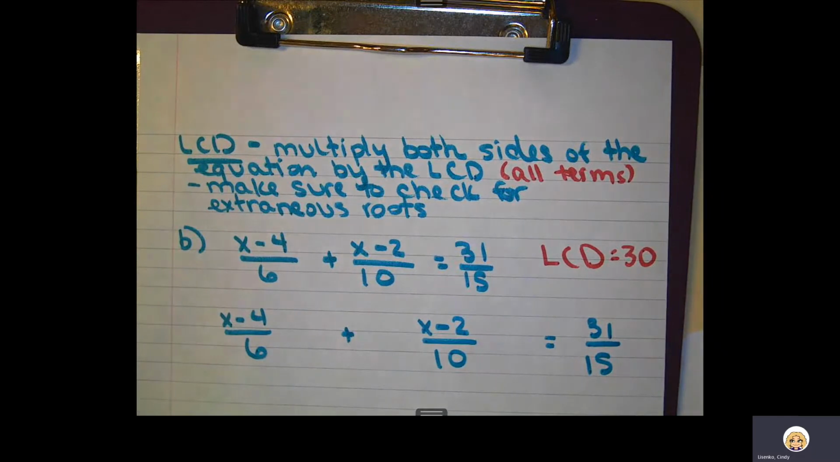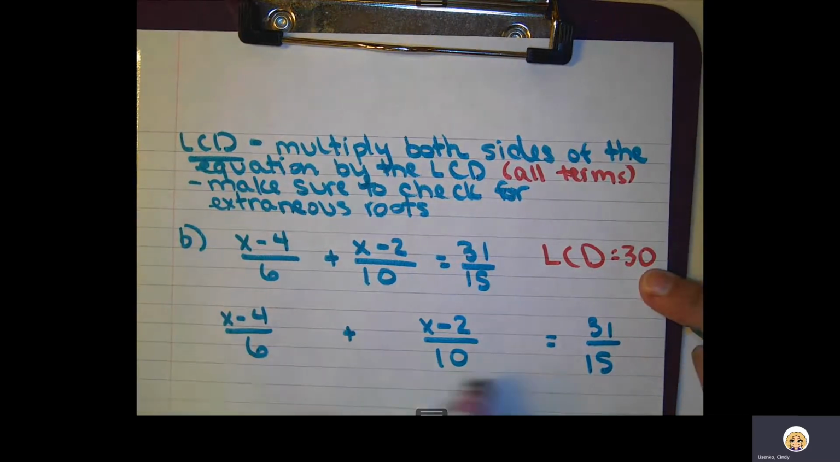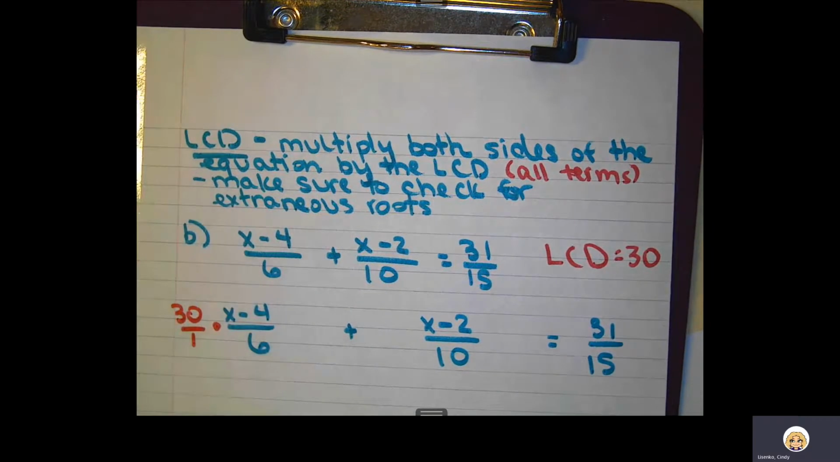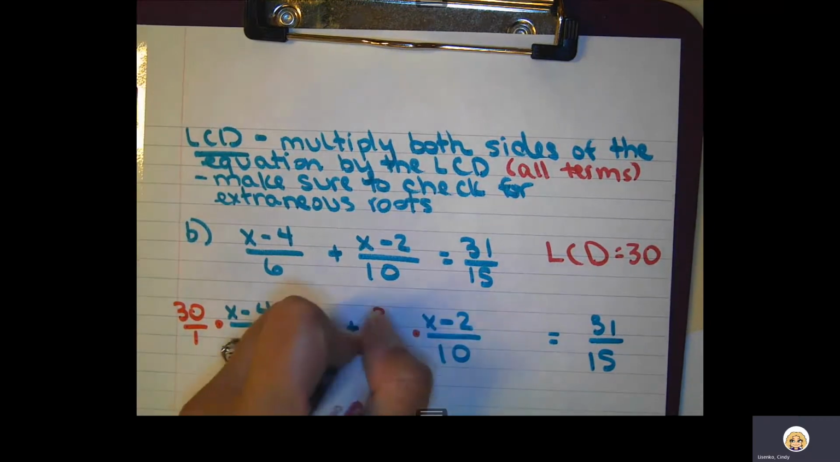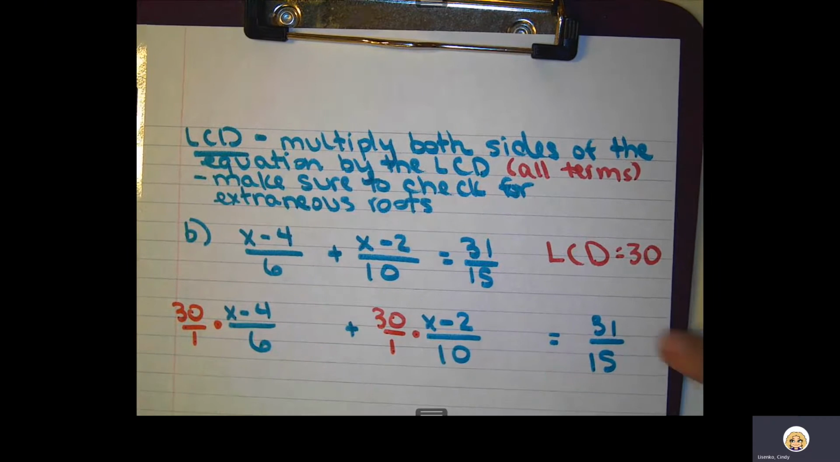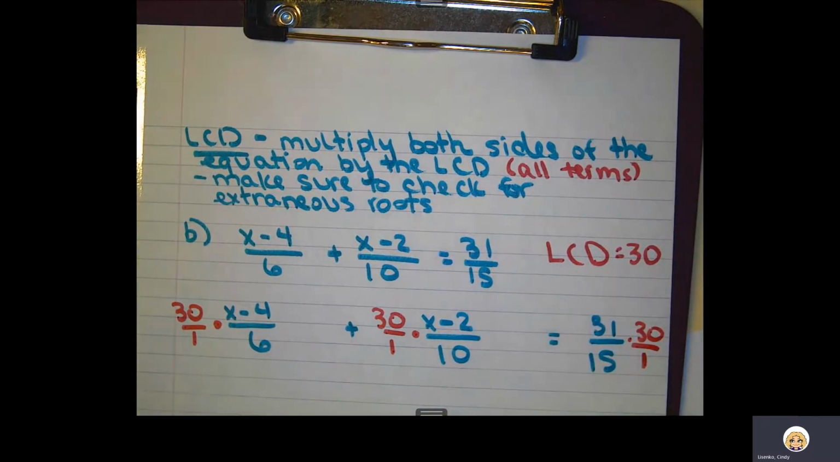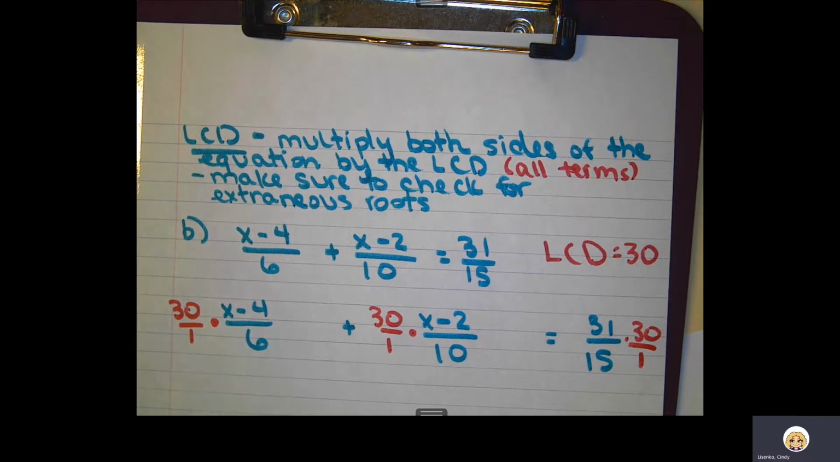Now what we do is we multiply everything by 30, every single term. So I'm going to multiply this by 30, and I'll put it over 1 since it's a fraction. I have to multiply this by 30, and I can't forget about this term. So every single one of them I put multiplying by 30 over 1. If I did it right, it's going to cancel out all my denominators.